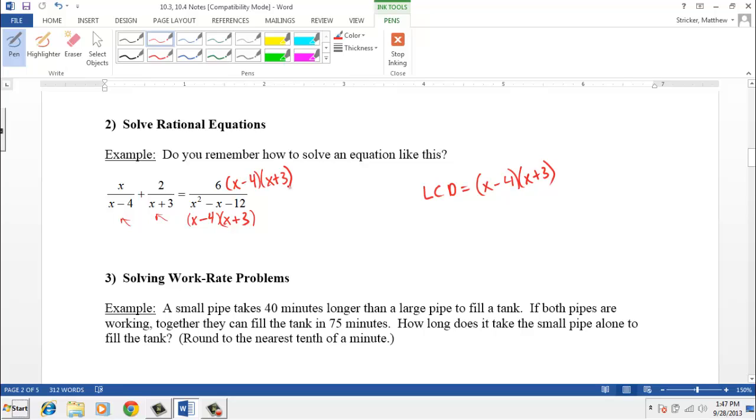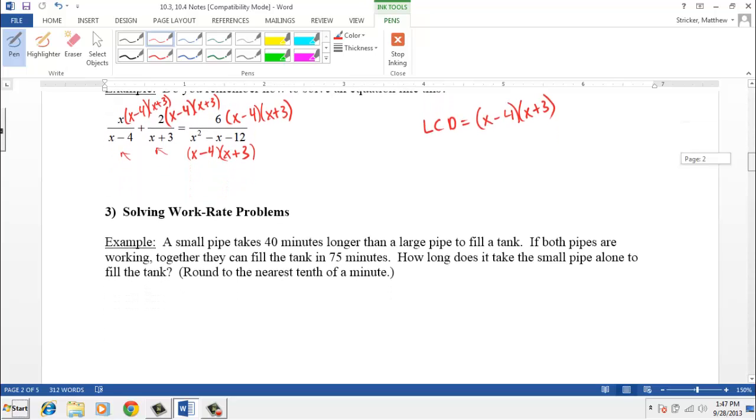And the rule with any equation, if you multiply one piece by something, you have to multiply everything by that something. And then all our denominators cancel when we multiply. You've done this before. I just wanted to remind you what it looks like.